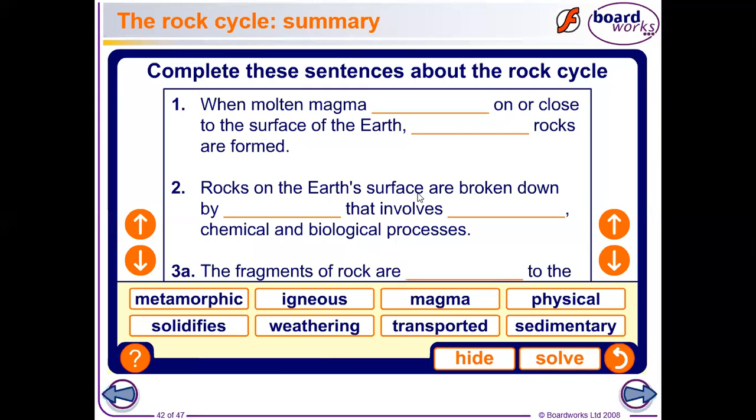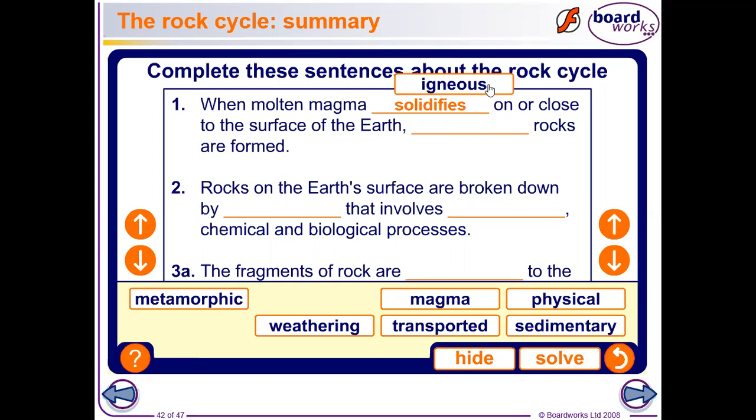Okay. So when molten magma, which means melted magma, is on or close to the surface of the earth, when molten magma is what? What do you think we should use from the words down there? Transported? Are you sure? What about solidifies? Okay, solidifies. Under the ground or on the Earth's surface, what type of rocks are made now? Igneous. Yes, well done. Igneous rocks.